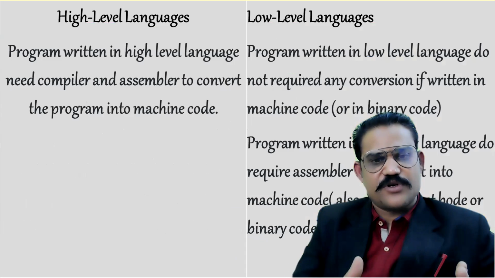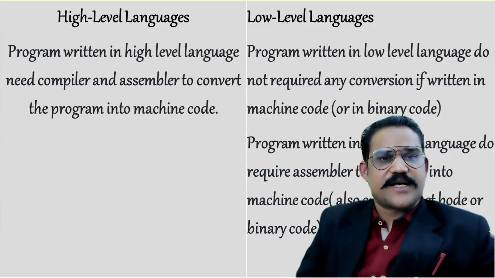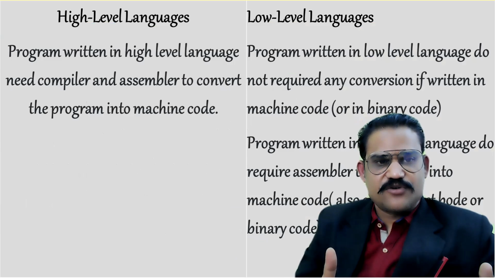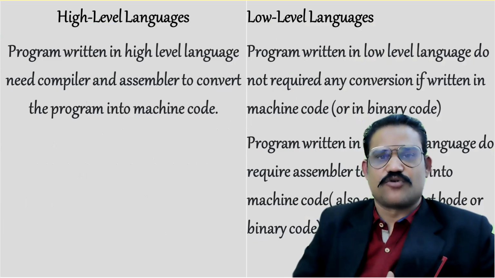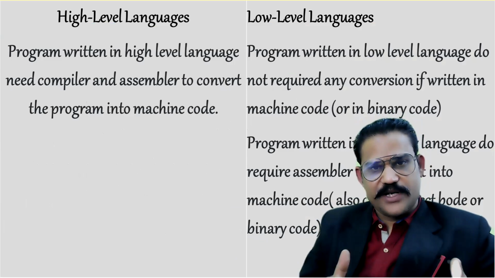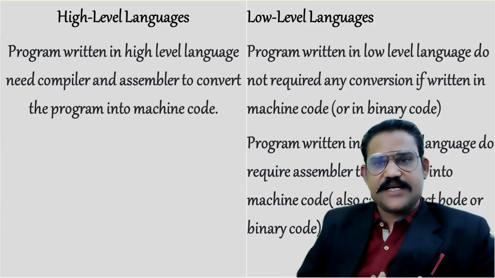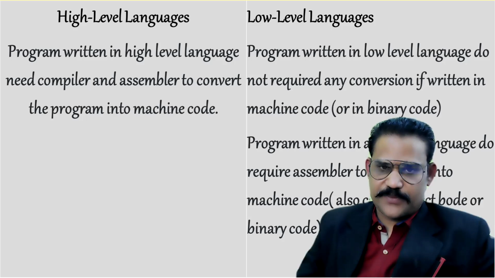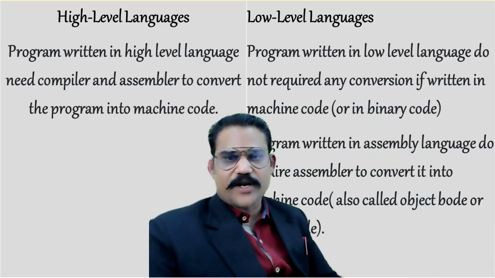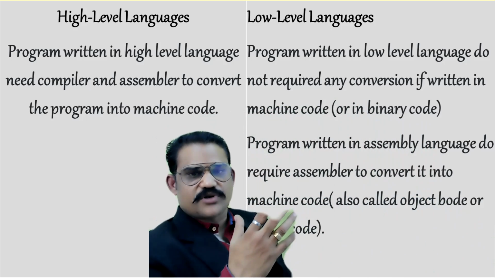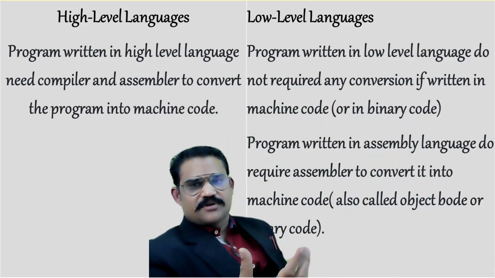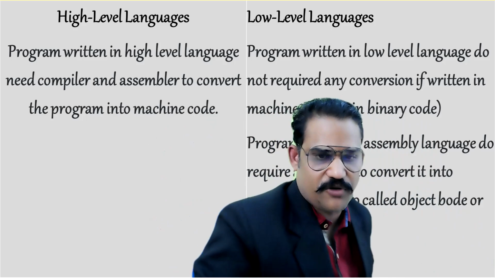Now the next point about high level language. Programs written in high level language need a compiler or interpreter to convert the program into machine code. Now the next point about low level language. Programs written in low level language do not require any conversion if written in machine code or binary code. Whereas programs written in assembly language do require an assembler to convert them into machine code, also called object code.